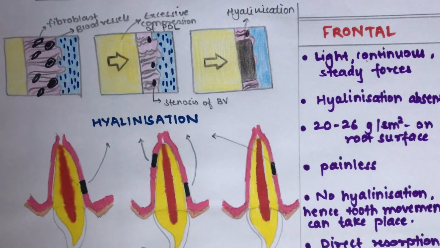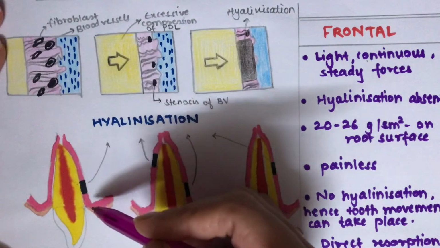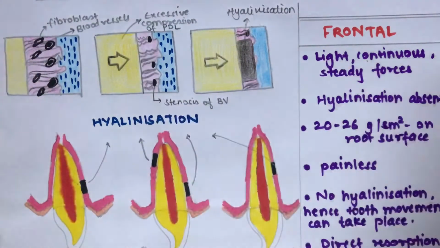Hyalinization is basically a form of tissue degradation characterized by the formation of a clear eosinophilic homogeneous substance. It can occur in any organ, such as kidneys, lungs, etc. Hyalinization of the PDL denotes the compressed and locally degraded PDL. Over here, this is your PDL in a tooth. Where the PDL is degraded and compressed, that is nothing but hyalinization.